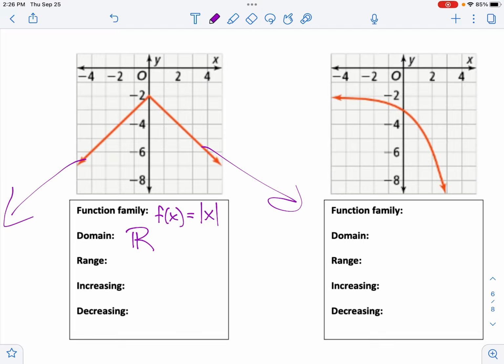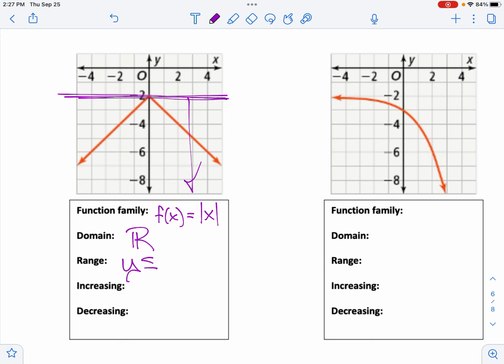Okay, range. The range, once again, that's your y, that's up and down. So it looks like it goes all the way up until here, and it's everything down below that. So my range is y is less than or equal to -2 on this one.